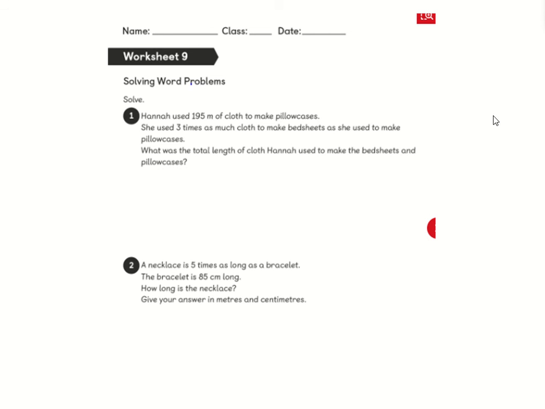On the next page, you've got 2 more word problems. So number 3, wire A is 108 centimetres long. Wire B is 4 times as long as wire A. What is the total length of the 2 wires? You need to give your answer again in metres and centimetres. So not just centimetres, not just metres, in metres and centimetres. So for example, 4 metres, 23 centimetres, for example.